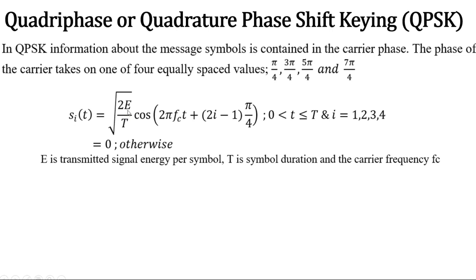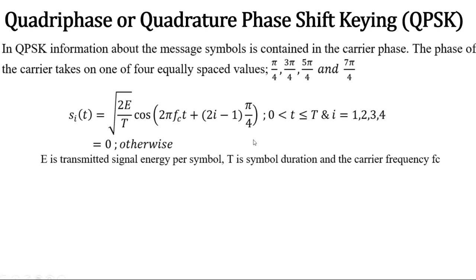So we are not using Eb, we are using the transmitted energy per symbol. In BPSK it was Eb, which is the transmitted energy per bit, and here E is the transmitted signal energy per symbol. Similarly, T is the symbol duration and fc is the carrier frequency. So these are the components of the signal.